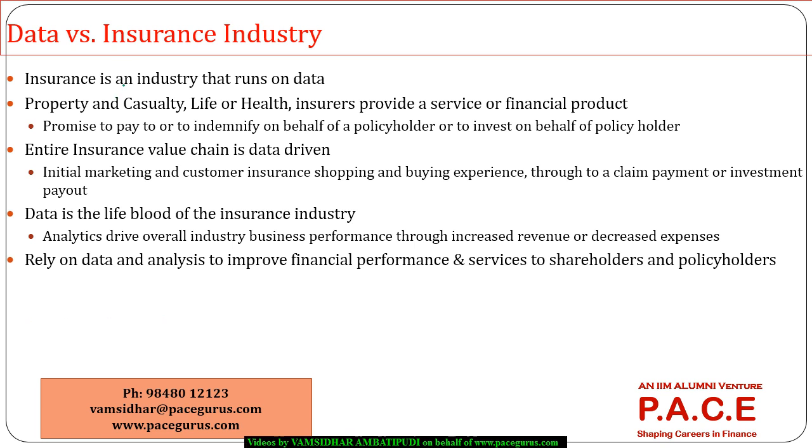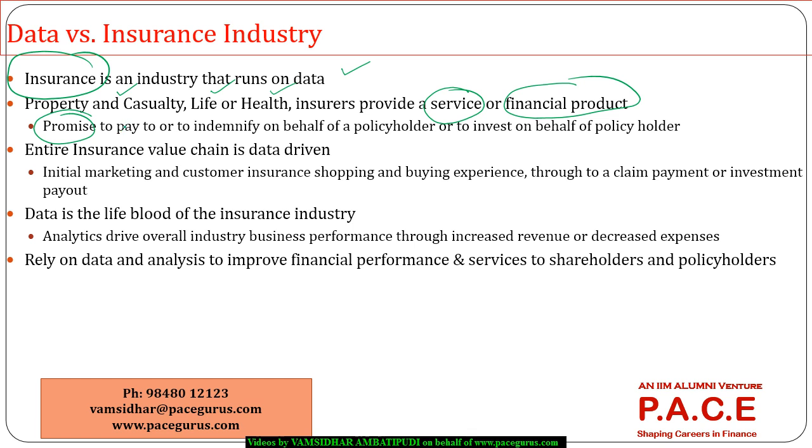We all need to accept the fact that insurance is one of those industries which is heavily data driven. There's a lot of data that is available irrespective of the kind of business segment that it is in. Whether it's a P&C insurance or a life insurance or a health insurance company, typically they offer some kind of a service. So they create a financial product, an insurance policy. And it's not a physical product. More or less, it is a kind of a promise.